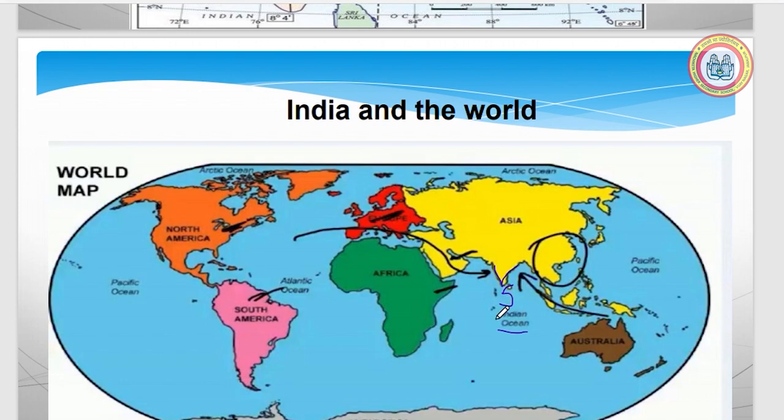The Indian Ocean derives its name from our country India, since India has the largest coastline on the Indian Ocean. No other country in the world has such a big coastline along the Indian Ocean.